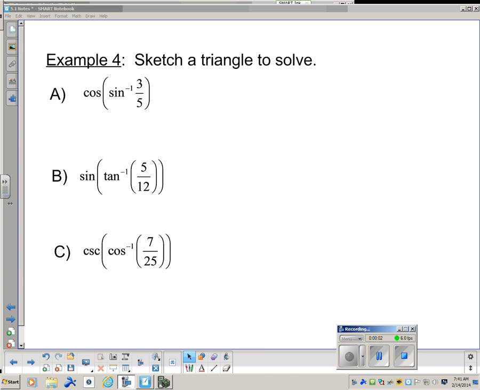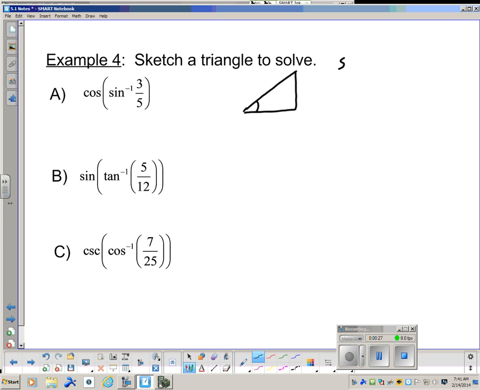All right, so the last part here, we're going to have to draw a triangle for these, simply because if you look at this, you're taking the inverse sine of 3/5, and 3/5 is not in the inner circle. So let's draw out a triangle. This is my angle here. When I think about 3/5, 3/5 is your opposite over your hypotenuse.